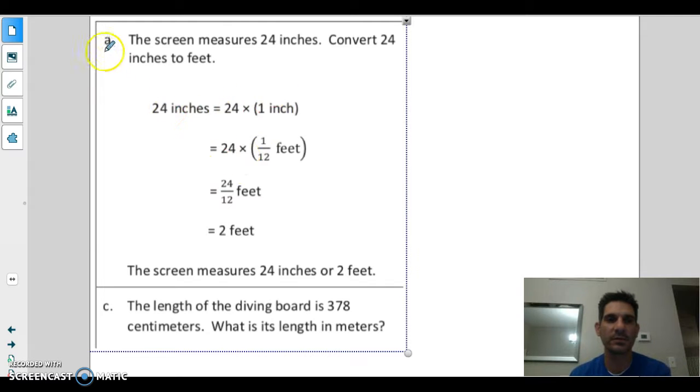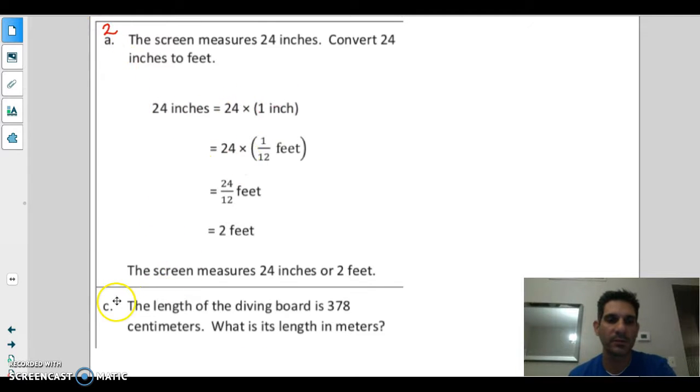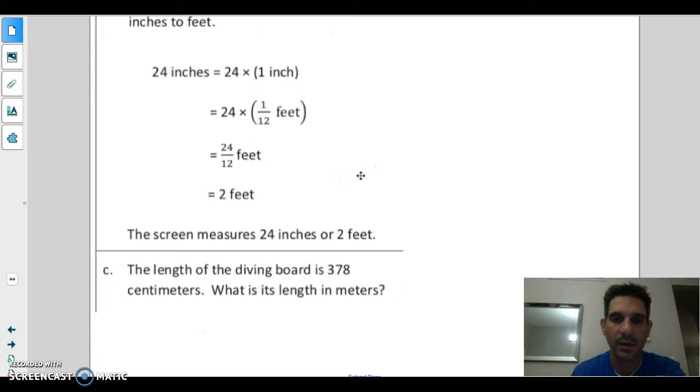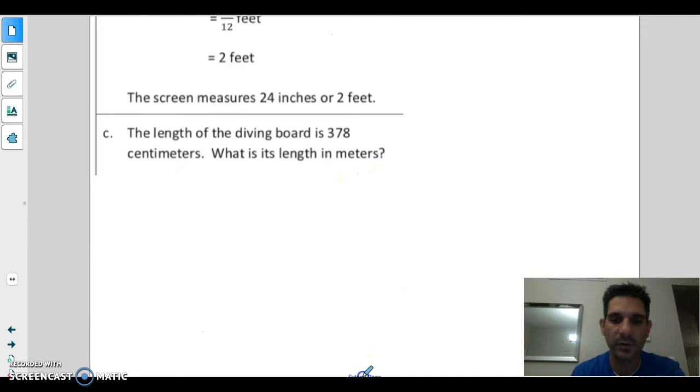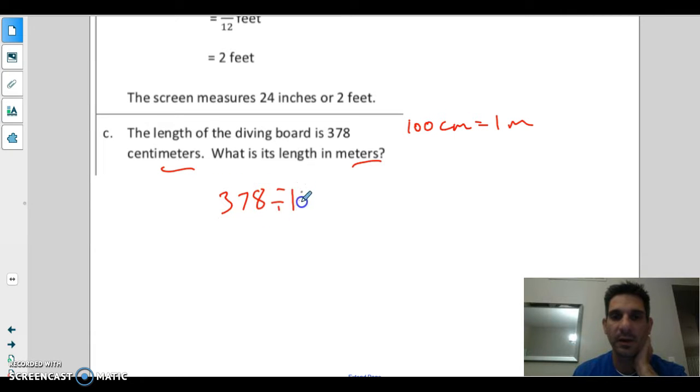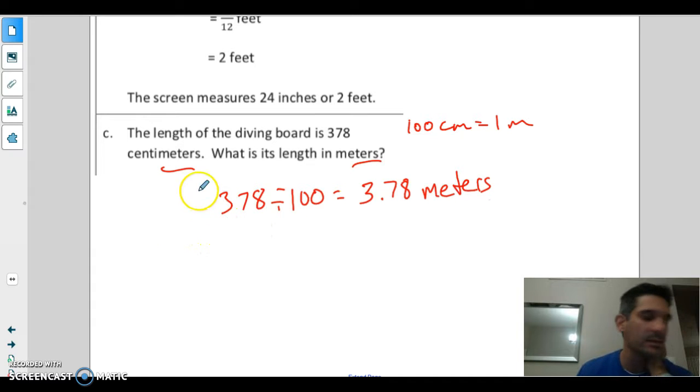This one's done for you. This is number 2. Here's number 2C. So I figured I'd do one with meters. So we're going centimeters to meters. 100 centimeters equals 1 meter. So it's basically 378 divided by 100, which is equal to 3.78 meters.